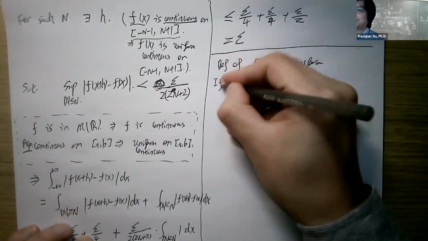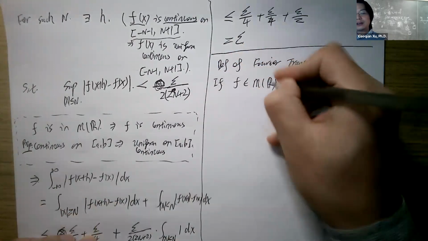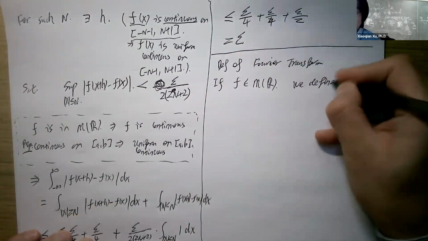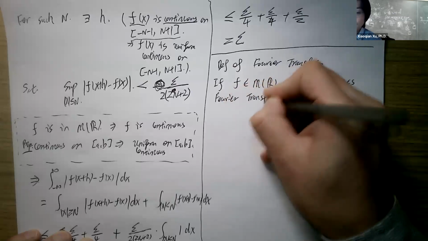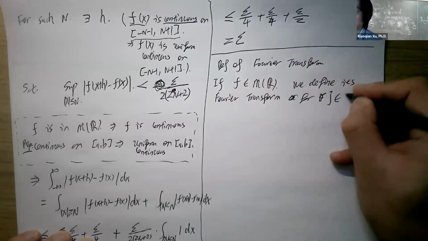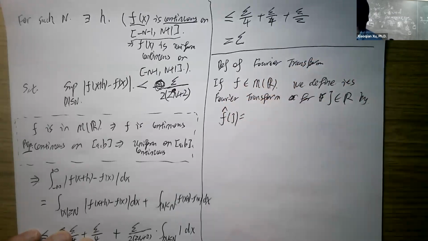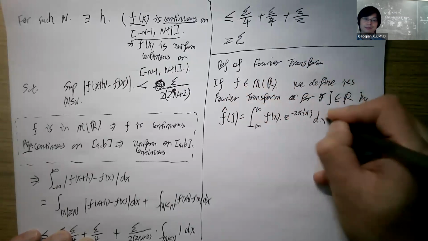Well, the definition is just as I just showed you. Now, if f is a moderate decrease function, we define its Fourier transform as, for ξ in R, f hat of ξ equals the integral from minus infinity to infinity of f(x) times e to the minus 2 pi i x ξ dx. Okay.